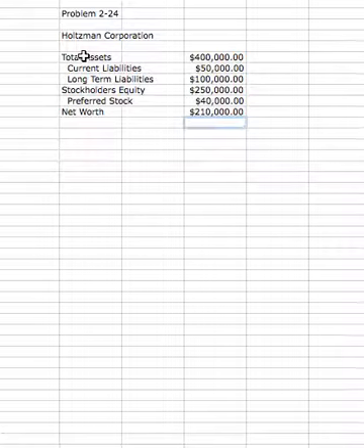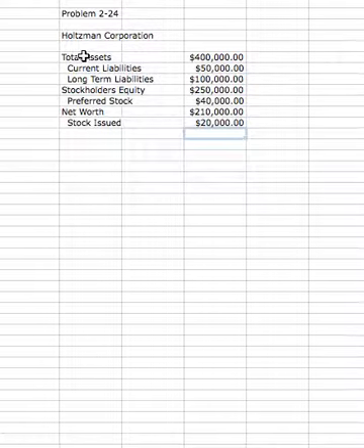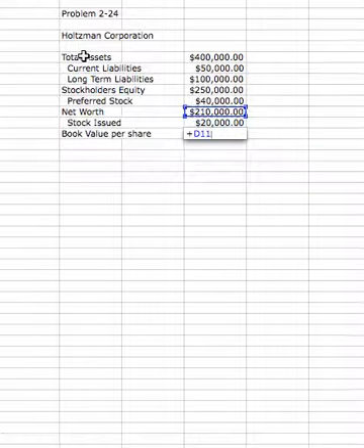So let's take a look at the problem again. It says 20,000 shares of common stock are issued, which means we can easily calculate the book value per share at this point. That's just simply going to be this number, 210,000, divided by the number of shares issued. And that gives us $10.50, which is our book value or net worth per share.